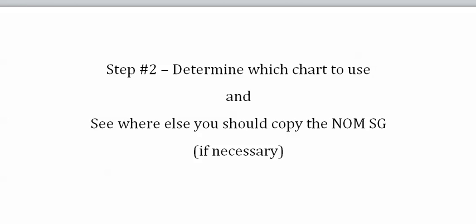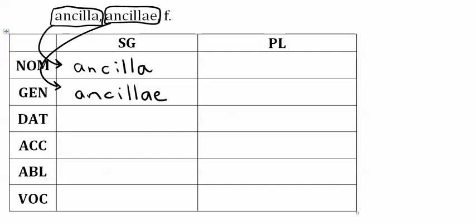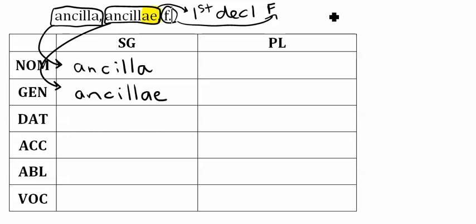All right, I need to determine which chart to use for this word, and then I need to see where else I should copy the nominative singular, if that's even necessary. Well, ancillae has a genitive singular that ends in AE. That ending tells me that this noun belongs to first declension, and the rest of the dictionary definition tells me that it is feminine. So now I'm going to go look at my grammar charts and see which one matches.